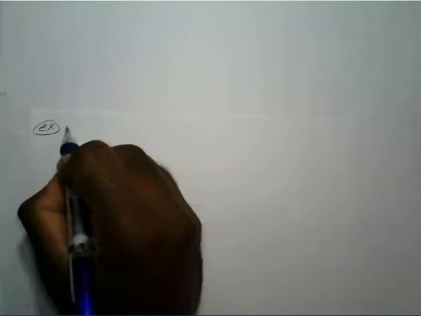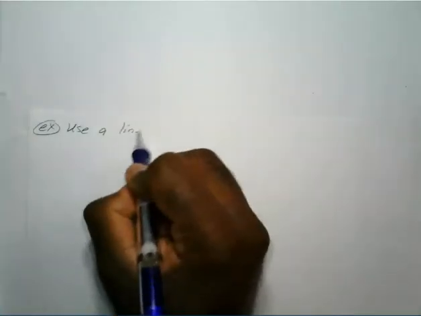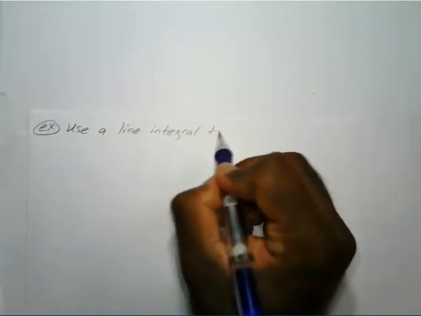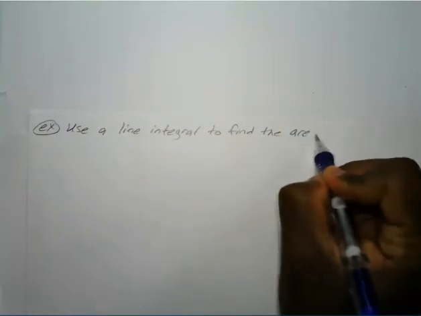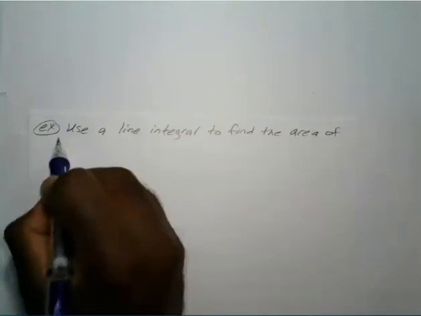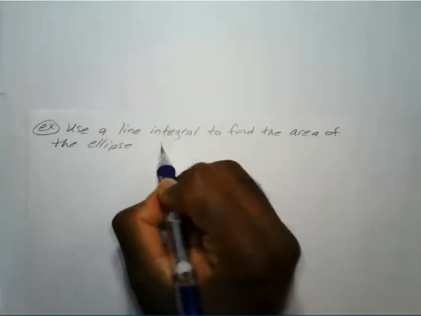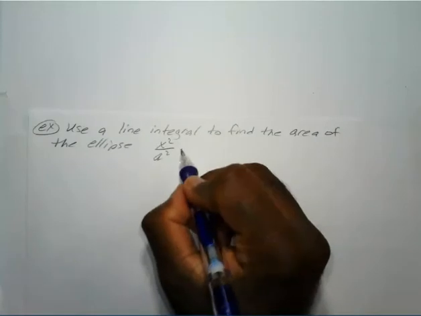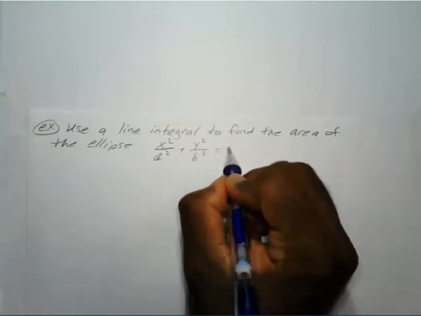Okay, so what if we wanted to use a line integral to find the area of the ellipse, say x squared over a squared plus y squared over b squared equals 1.